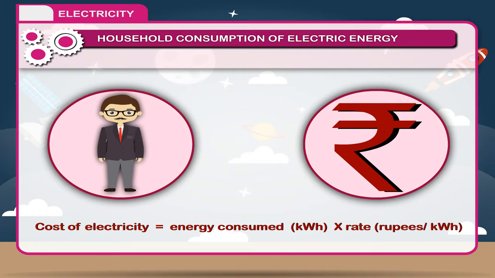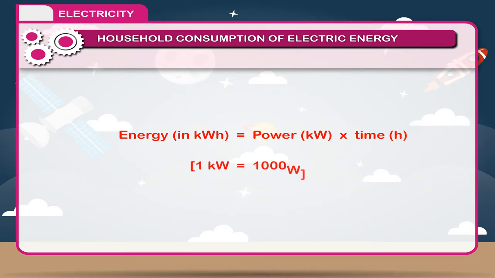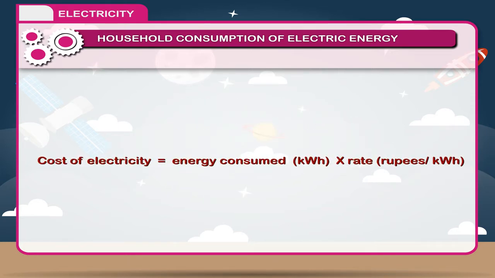The electric energy consumed by an appliance can be calculated as below. Energy in kilowatt-hours is equal to power in kilowatt into time in hour. 1 kilowatt is equal to 1000 watt. The total energy consumed by an electric appliance in kilowatt-hour can be calculated by multiplying its power rating with time duration for which it was used. The cost of electricity will then be the product of energy consumed in kilowatt-hour with the rate in rupees per kilowatt-hour.